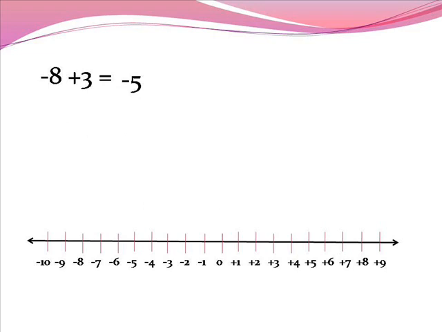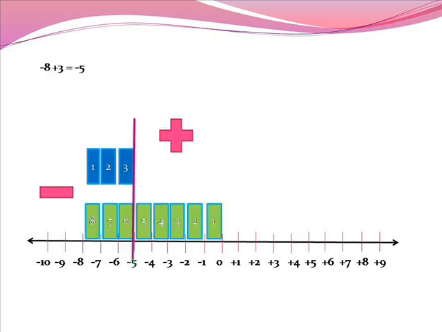Well, not only do we have a -5 here, but here is a visual that shows this. We go 8 units to the left, stop, turn around, and go 3 units to the right. Where do we end up? The purple sign shows at a -5.